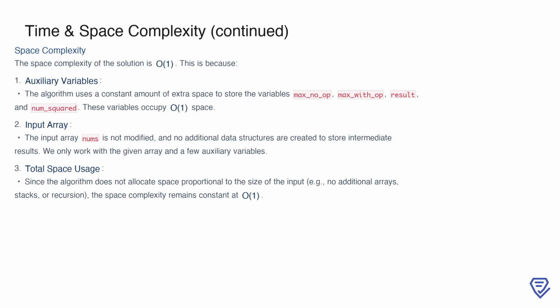Now, let's consider the space complexity of the solution, which is O(1). The algorithm uses a fixed number of auxiliary variables, such as max_no_op, max_with_op, result, and number_squared, all of which occupy constant space. Importantly, we do not create any additional data structures or modify the input array nums. The computation relies entirely on these auxiliary variables without needing space that grows with the size of the input. This means that, regardless of the length of the array, the space usage remains constant. By avoiding additional allocations, the algorithm achieves an overall space complexity of O(1), which is highly efficient.